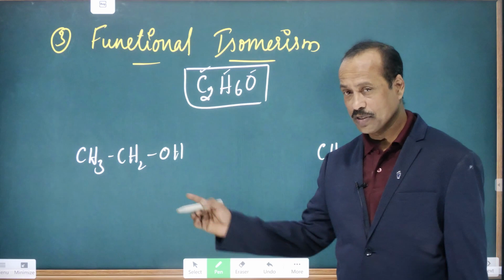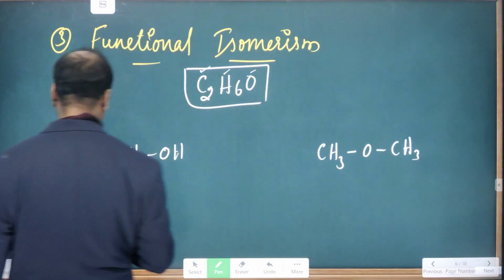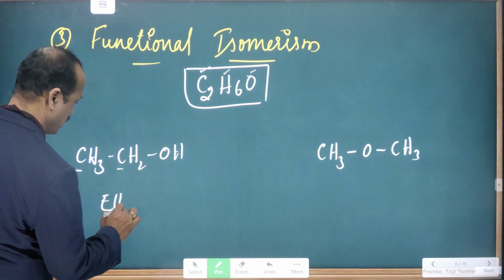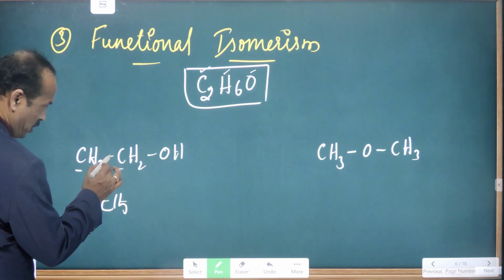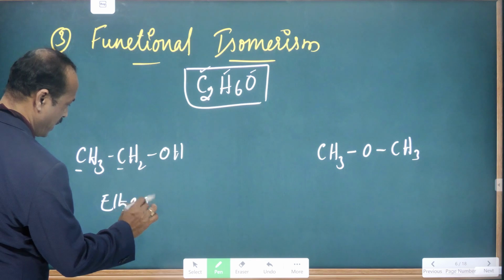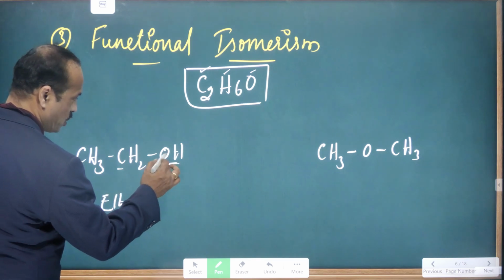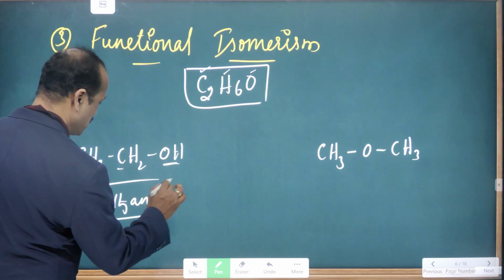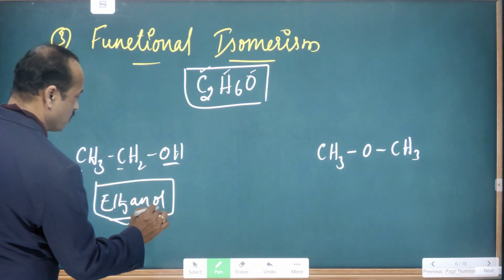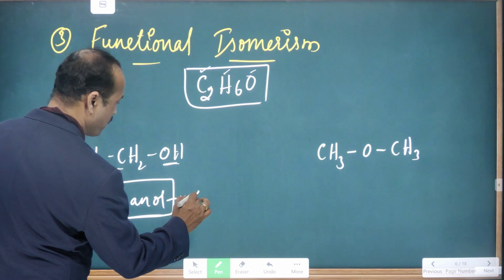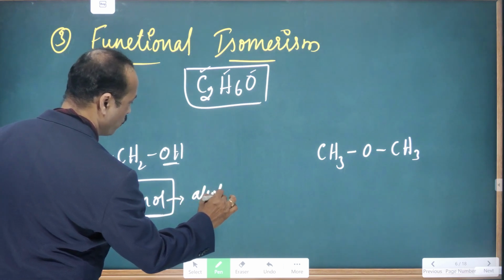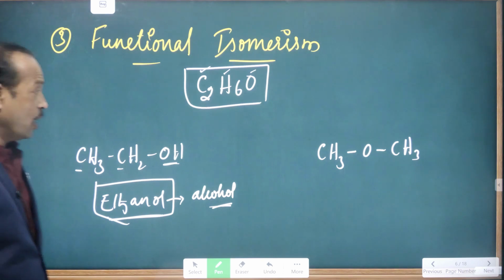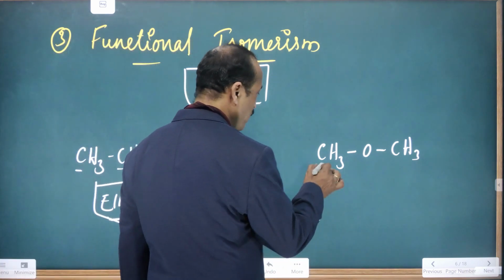No. First you try to give the name. So here how many carbons are there? 2 carbons. 2 carbons is called eth. Okay. And between 2 carbons, which bond is there? Single bond, ane. And what is this functional group? OH, alcohol, means ol. So the name of this one is ethanol. What is the functional group here? Alcohol functional group.